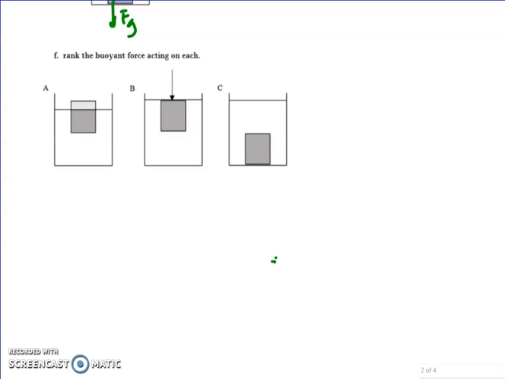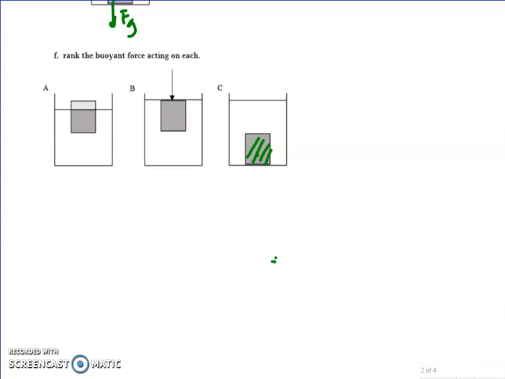Okay, rank the buoyant force acting on each object. I've talked about this in a previous problem. Here we just have an object floating. Here we have an object that's being pushed down. It's the same object. Then here we have a different object that is more dense. I'm just going to shade this in to indicate that the density of C is different than the density of A and B. A and B we're going to assume are the same object, even though it's not made explicit here.